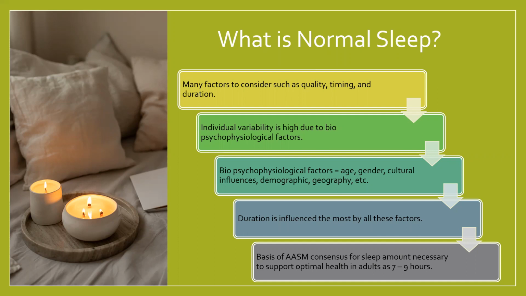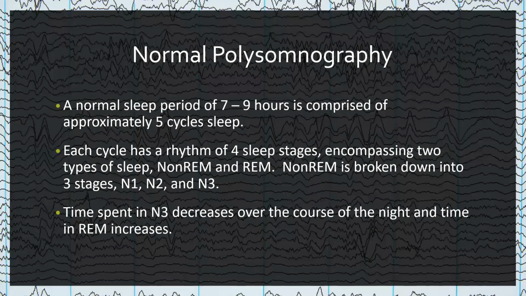So what it all boils down to when you think of all these biopsychophysiological factors is they affect duration the most. So when we look at what normal sleep is, we tend to focus on duration. So this is where the American Academy of Sleep Medicine, or the AASM consensus came out with the amount of sleep necessary to support optimal health as being about 7 to 9 hours in length.